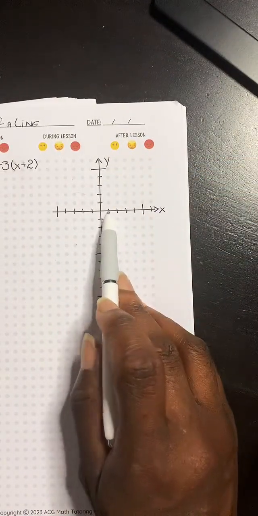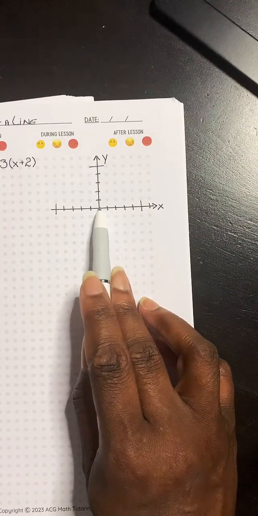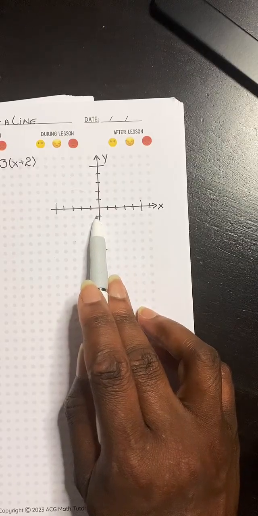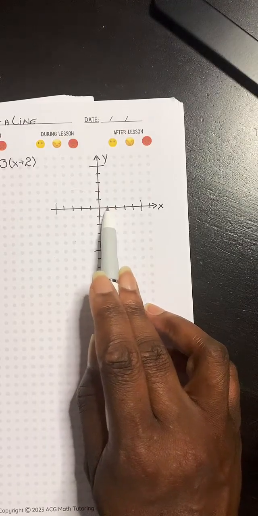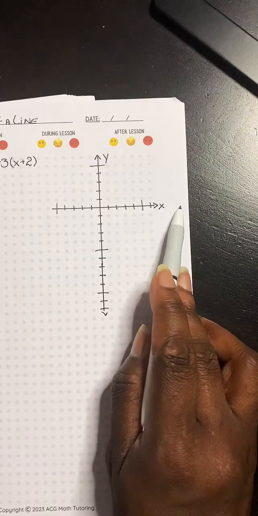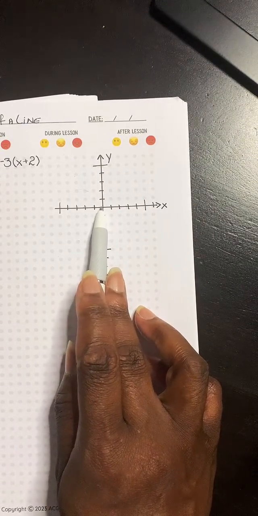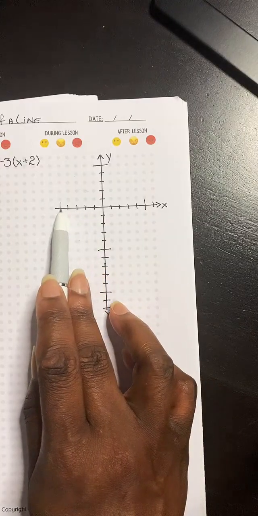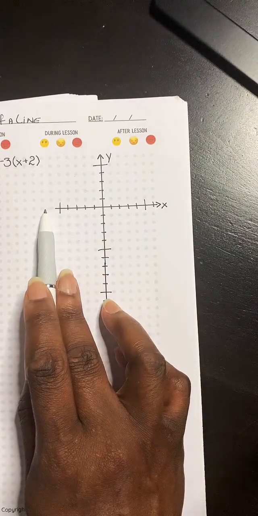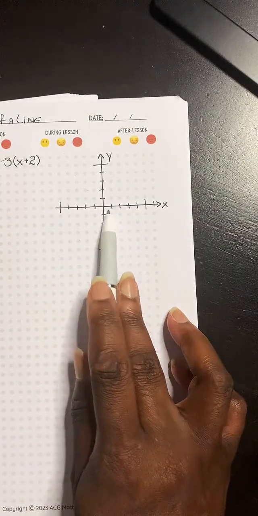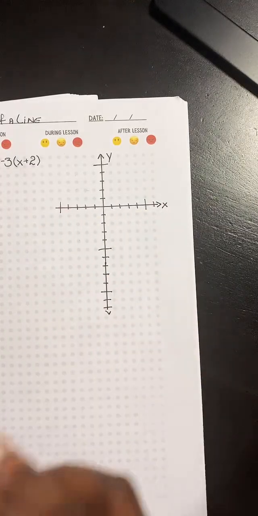Now, for the x-axis, your positive numbers are always going to be on the right. Okay, you want to be right, you got to be positive, okay? So it continues all the way to positive infinity. If you're going to the left from the origin, that is going all the way to negative infinity. So your negative numbers are to the left, positive numbers to the right.